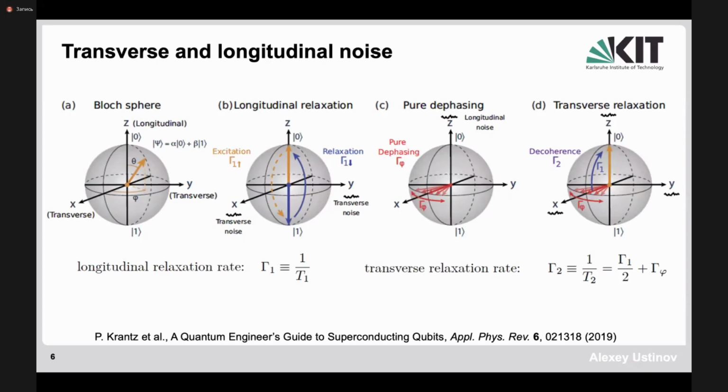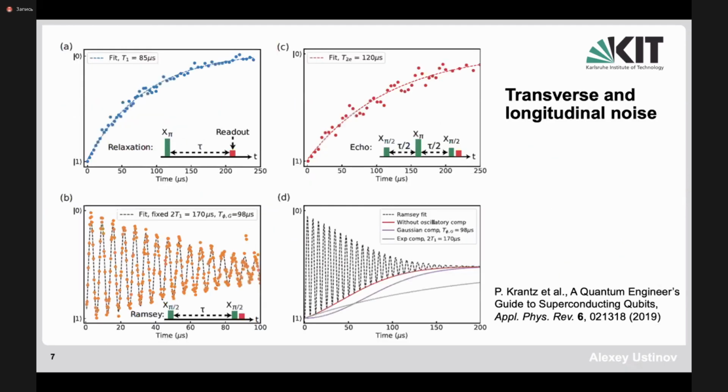But in fact, the relaxation rate gamma 1 consists of the processes of relaxation, and gamma 2 consists of two contributions. One is the relaxation-limited contribution, which is gamma 1 divided by 2, and then a pure dephasing rate, gamma phi. So these are basically the two rates, gamma 1 and gamma 2, which characterize the influence of noise on superconducting qubits.